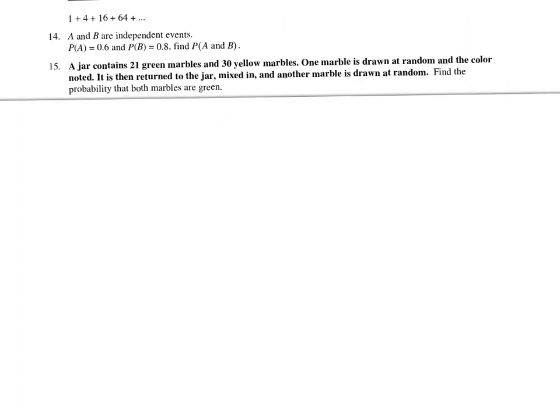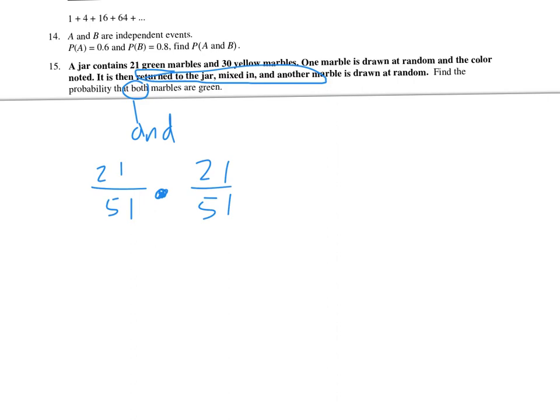All right, next up here, we are going to draw 2 marbles. And we want both of them to be green, so that is really kind of an implied and here. I want both of them to be green, so that is going to be multiplying. So the probability of green is 21 out of 51. And then it does say here that once we pull the first one, it's returned to the jar and mixed in. So that means the probability is not going to change on the second time. We're not altering the original one, so it's just going to be that. So I'll let you guys multiply that one out.